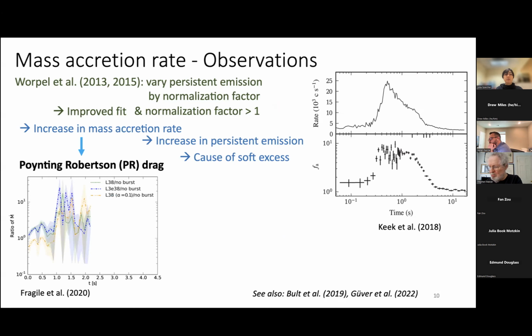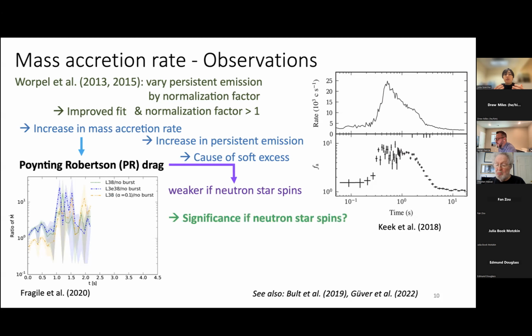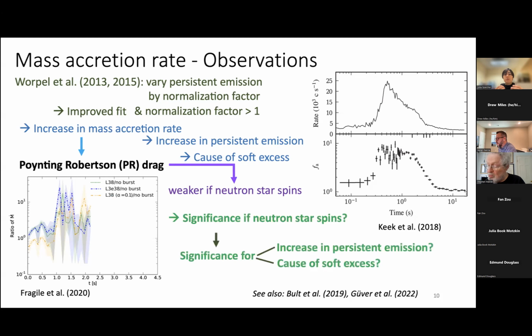However, in their simulations, they assumed that the neutron star does not spin. And this can have an impact on the inferred significance of Poynting-Robertson drag. Because if a neutron star has a prograde spin, Poynting-Robertson drag is expected to be weaker, because then the relative velocity between the disk material and the burst radiation will be smaller. Therefore, one could ask the question: if a neutron star has a spin, how important is Poynting-Robertson drag? Will it still be strong enough for potentially increasing the persistent emission and causing a soft excess?